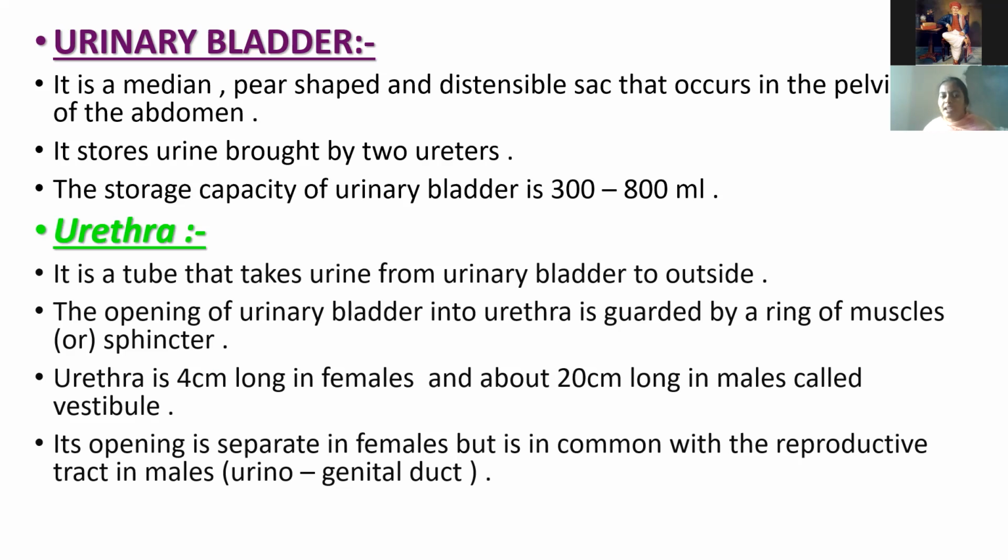The urethra is 4 centimeters long in females and about 20 centimeters in males. That is called the vestibule. The opening of the urethra is separate in females, but it is common in males. That is the reproductive tract in males, the urinogenital tract.